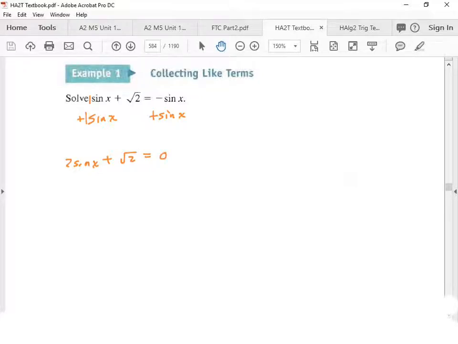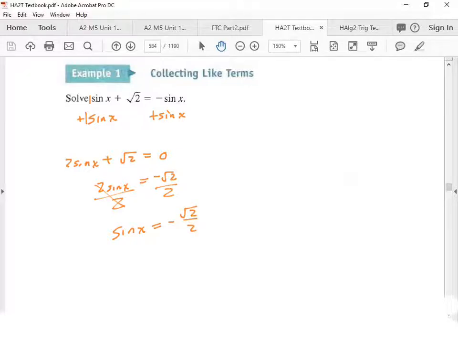What would I do next? Subtract rad 2 from both sides. So I get negative rad 2 sine x. And then what? Divide by 2. Okay, so I get sine x equals negative rad 2 over 2.